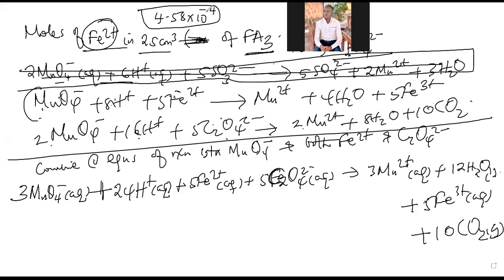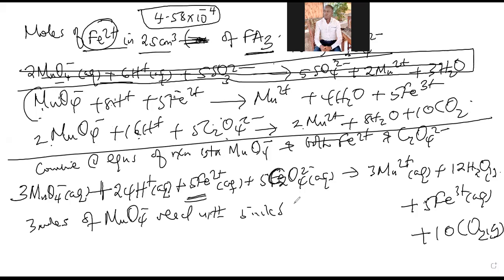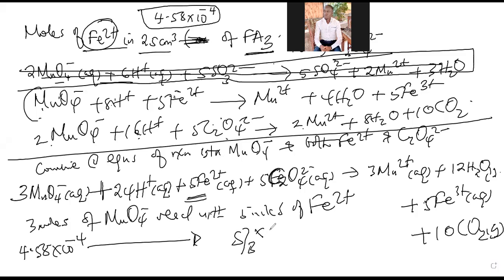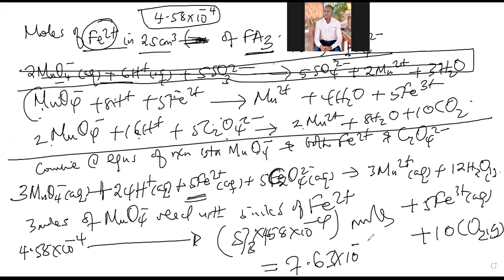Now, since we already have moles of manganate, we can get moles of iron 2 ions. 3 moles of manganate ion react with 5 moles of iron 2 ions. So 4.58 times 10 to the power negative 4 will react with 5/3 of 4.58 times 10 to the power negative 4 moles of iron 2 ions, and this is going to give you moles of iron 2 ions as 7.63 times 10 to the power negative 4 moles. And because these moles are for iron 2 ions, they are moles of the iron 2 oxalate solution.